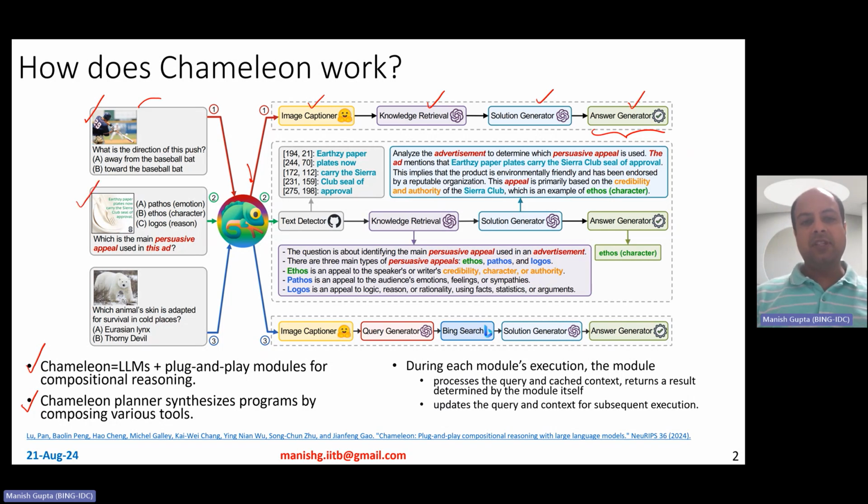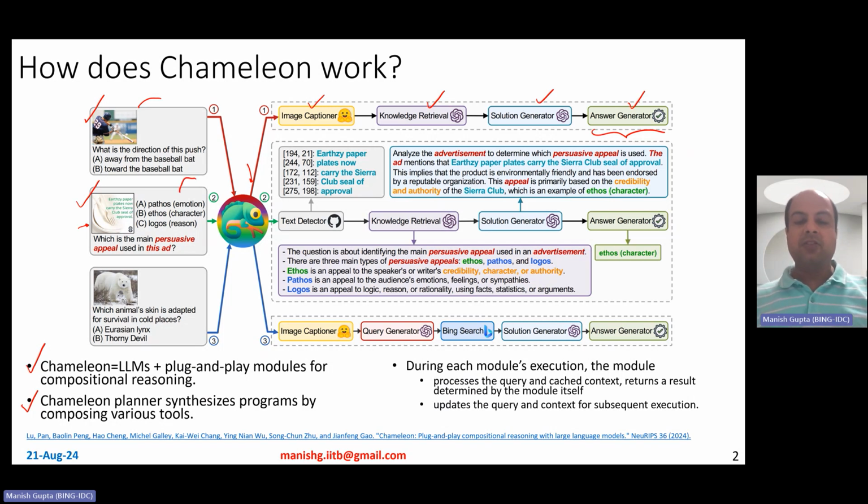Second example is actually shown in more detail. So for example, here is an image, and it has some things in the image, some picture, and then there is also text written in the image. And then the question is, what is the main persuasive appeal used in this ad? And there are three options available.